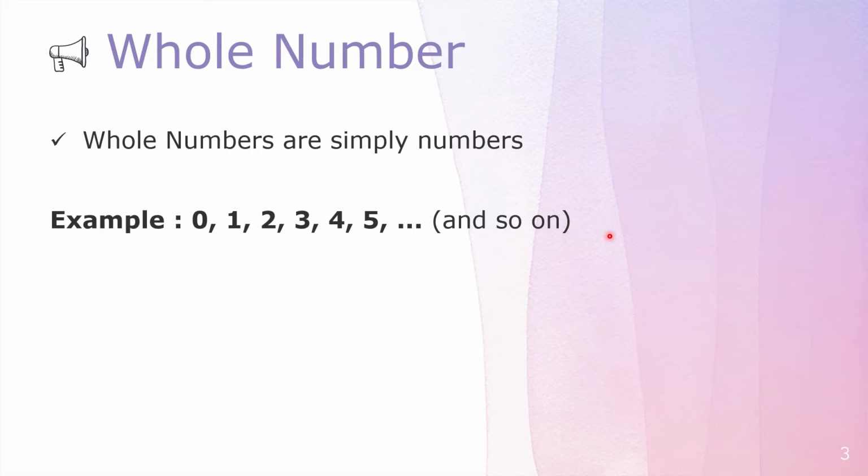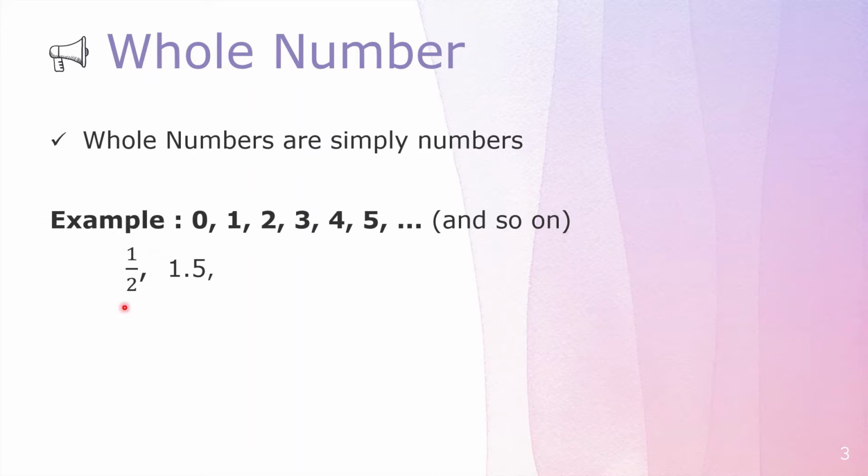So ibig sabihin so on, papuntang million yan. 100,000, million, billion, ganun. So all of those numbers are whole numbers. Alright? Simple as that. That's all the whole numbers.